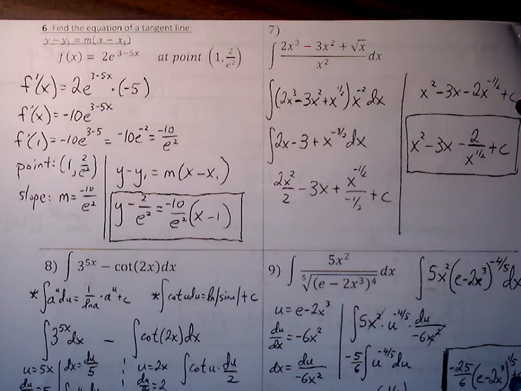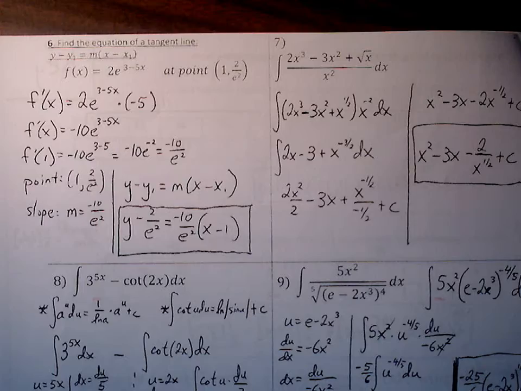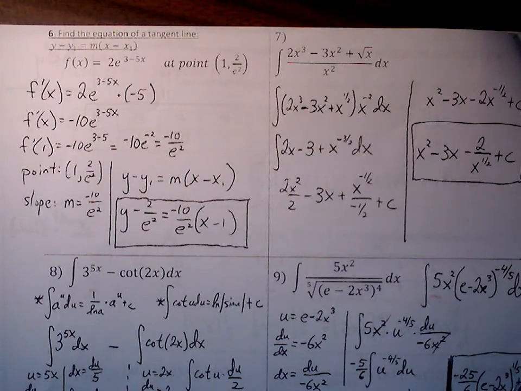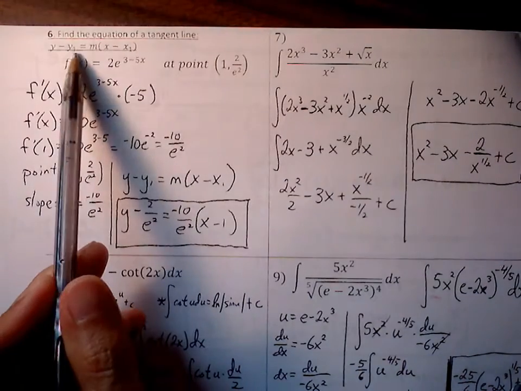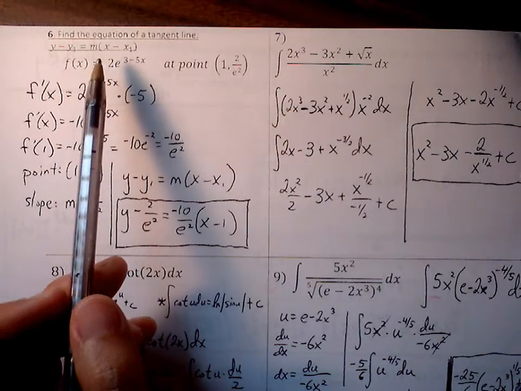Let's continue walking through the non-AP Calculus spring review worksheet. This is number 6. Find the equation of the tangent line. So the tangent line is going to take on the form of y minus y1 equals m times x minus x1.